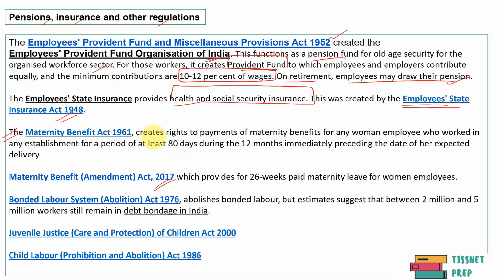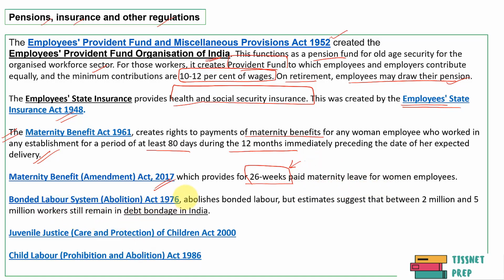What does it do? It creates rights for the payment of maternity benefits for any woman employee who has worked in any establishment for a period of at least 80 days during the 12 months immediately preceding the date of her expected delivery. Okay, now what was the amendment? It amended that the number of weeks of paid leave for maternity would be 26 weeks. Earlier it was 12 weeks.